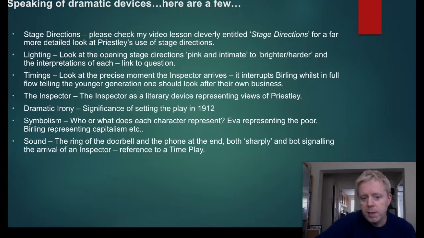The inspector himself is a literary device representing the views of Priestley. That's another technique, and you could say that Birling is a dramatic device as well, as a character representing not a real character, not a real person, but a representative, symbolic of capitalist views. Symbolism: who or what does each character represent? Eva representing the poor, Birling capitalism, and so on.